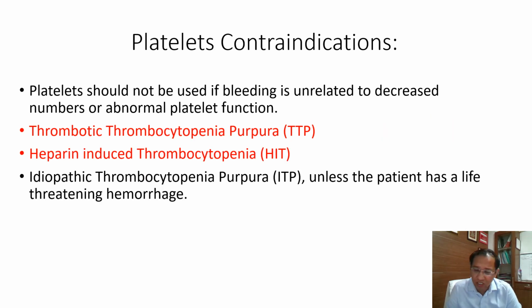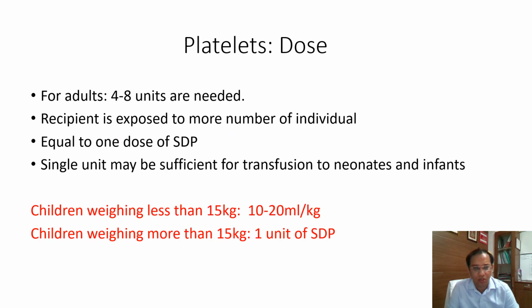The contraindications are TTP. You never give platelets in TTP because it adds fuel to the fire, and in heparin-induced thrombocytopenia, also in ITP cases, unless the patient has a life-threatening hemorrhage. The dose for an adult is generally 4 to 6 units, and one adult therapeutic dose is one single donor of platelets.